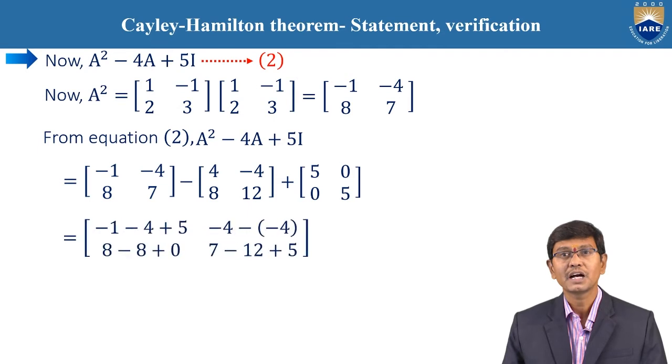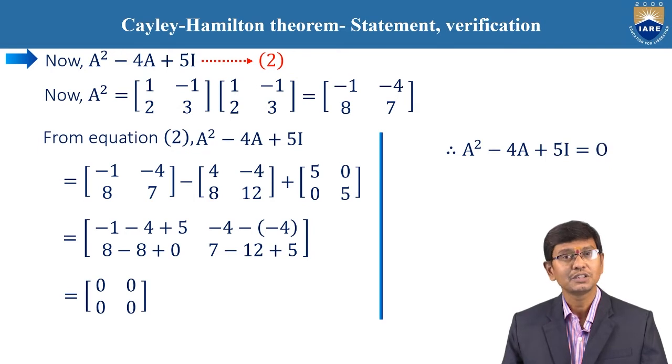And we need to find, according to the addition and subtraction of these three matrices, the corresponding values. First entry: -1, -4, plus 5. Second entry: -4, -4, which is equal to 0. The third entry is also 0. Second row: 8, -8, plus 0. The next value is finally 7, -12, plus 5. With this addition and subtraction, the final matrix obtained is 0, 0, 0, 0. Therefore, it is the zero matrix.